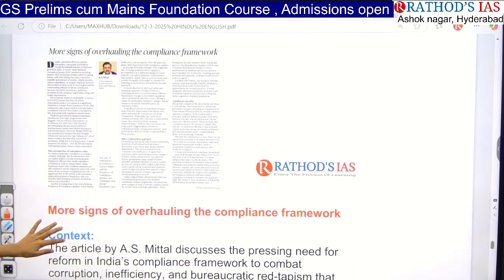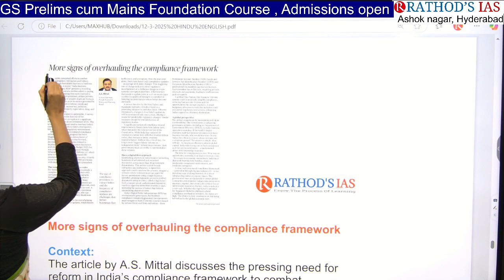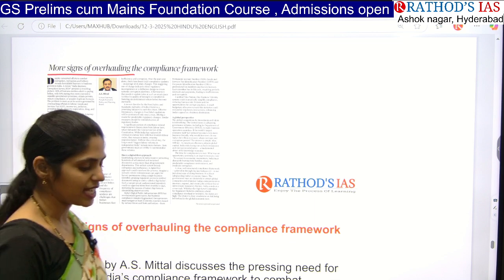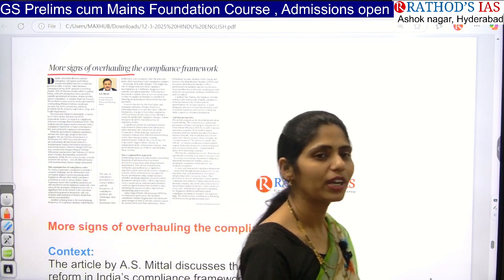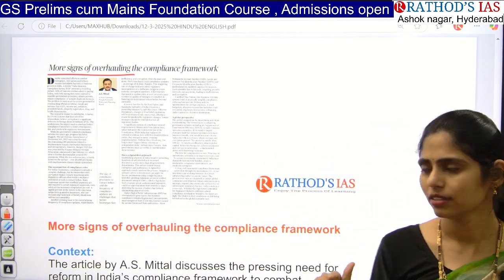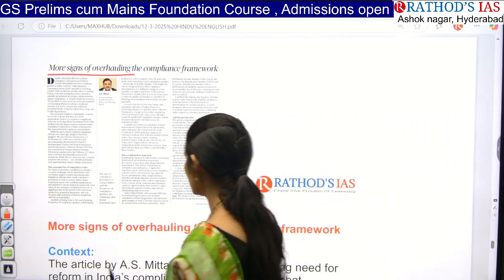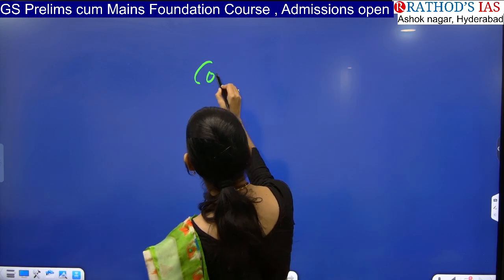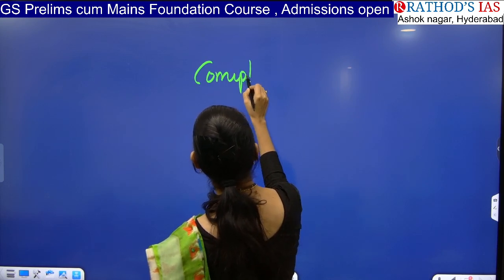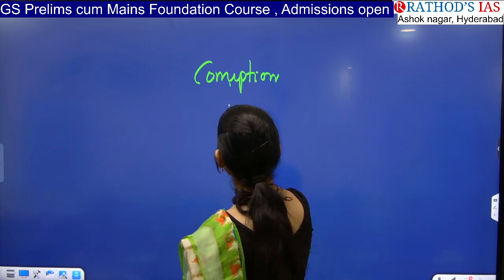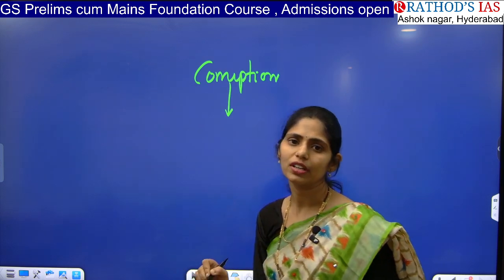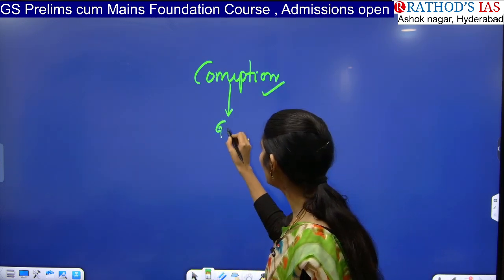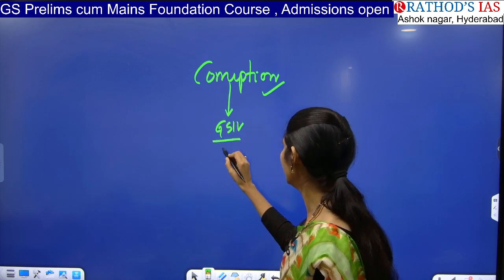And let us see the next article, more signs of overhauling the compliance framework. This article is also from your ethics, it is about corruption. In your ethics, GS paper 4, the last chapter, probity and governance, it talks about corruption. So it is important from your GS paper 4, ethics.